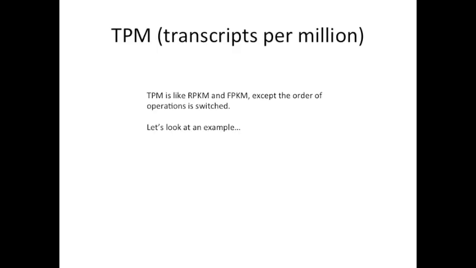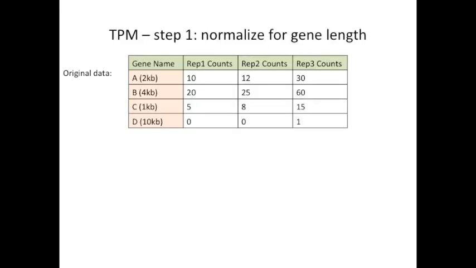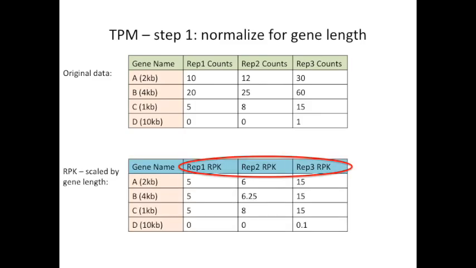Now that we know what RPKM and FPKM are, let's talk about TPM, or transcripts per million. TPM is like RPKM and FPKM, except the order of the operations is switched. Let's look at an example. For TPM, the first step is to normalize for gene length. So after dividing each read count by the gene length, we have RPK, or reads per kilobase.